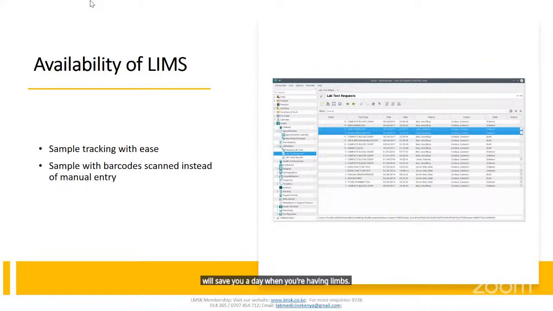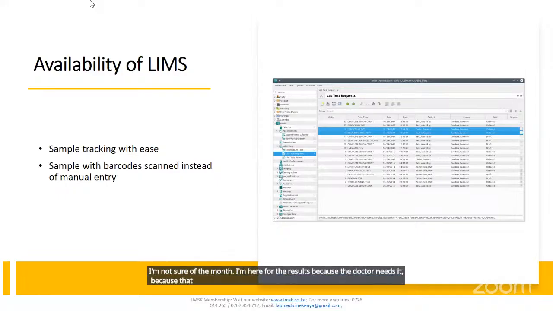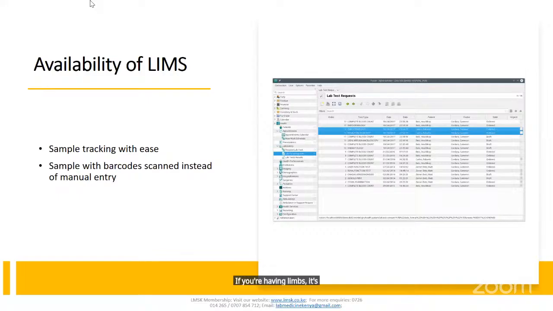Another example here: imagine a client comes to the lab and says, I did a biopsy in 2023. I'm not sure of the month. I'm here for the results because the doctor needs them, because that problem that I had that time has reoccurred. If you're having LIMS, it's a matter of just a press of the button, and you'll be able to get that particular report, then you print.